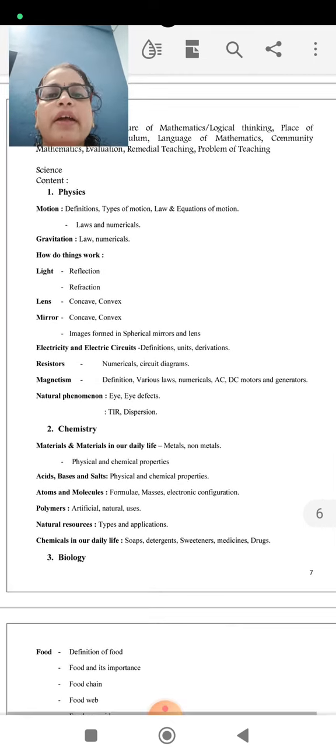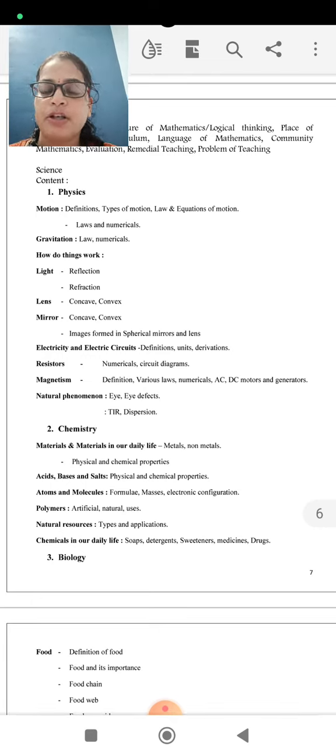In science, we have to understand the concept first. Based on the concept, we solve the problems. So in this chapter, we have many numerical problems, and we have to be very sure about the units.